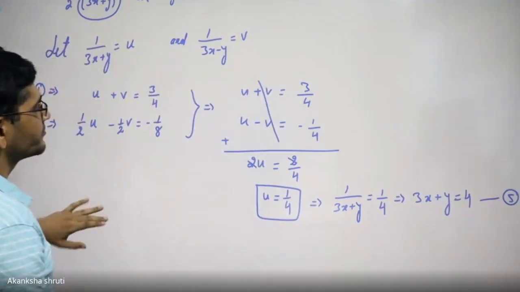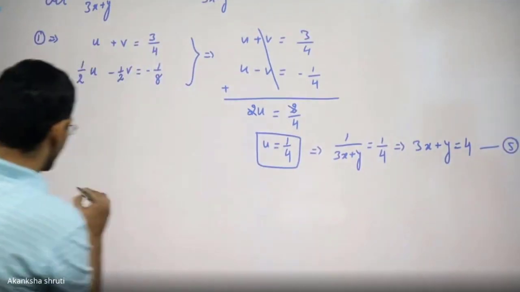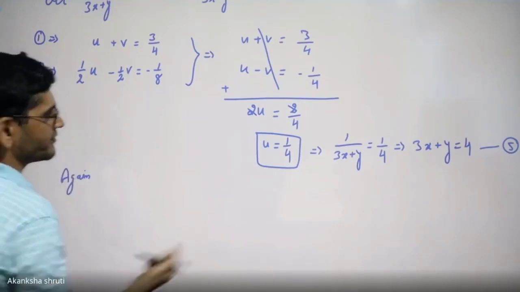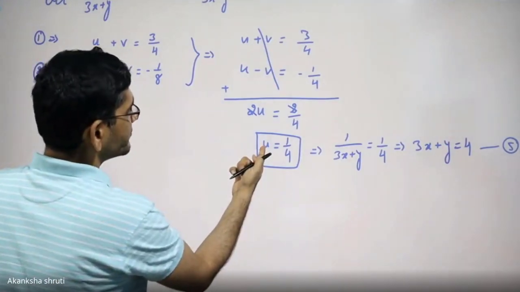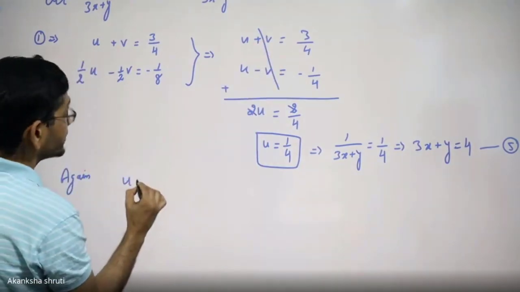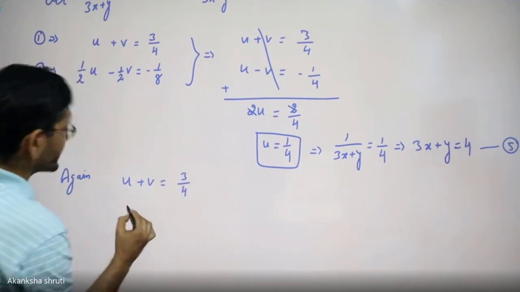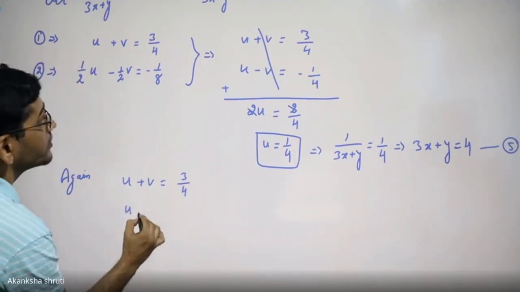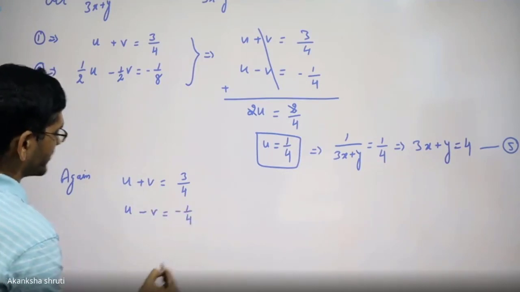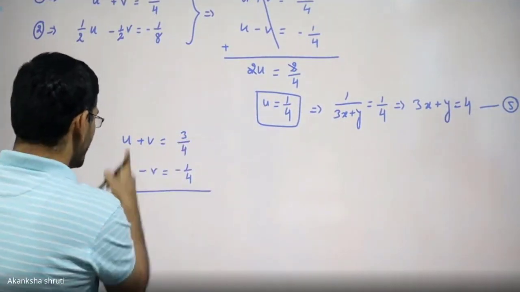Similarly, we have to find the value of v also. So write again what we need to do. Again we want to find the value of v. For finding the value of v, write this equation once more. u plus v is equal to 3 by 4 and u minus v is equal to minus 1 by 4. We want the value of v because u we have already calculated. So we need to cancel this u.